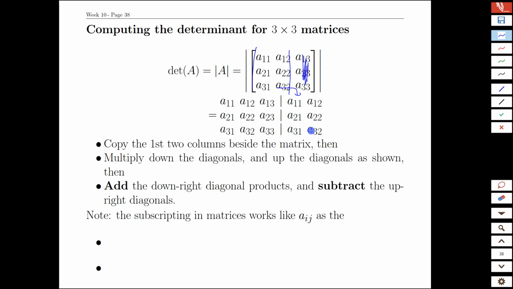Okay, once you've copied it, what do you do? To keep the same flavor as what we did before, we're going to multiply down the diagonals, and some people talk about wrapping around. This copying does the same thing as wrapping around, but it's usually easier to follow. We're going to multiply down these strips here and add them. So each of these are going to have pluses associated with them. And then we're going to do the opposite diagonals, very much in the same flavor as the 2x2, but more complicated. And each of these is going to be subtracted from the total.